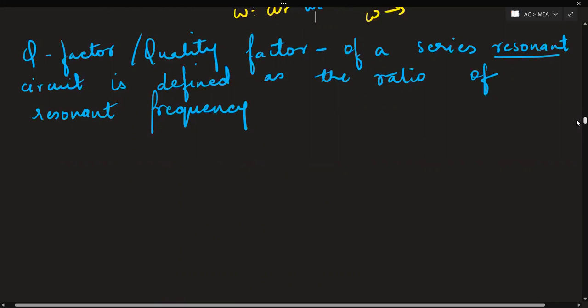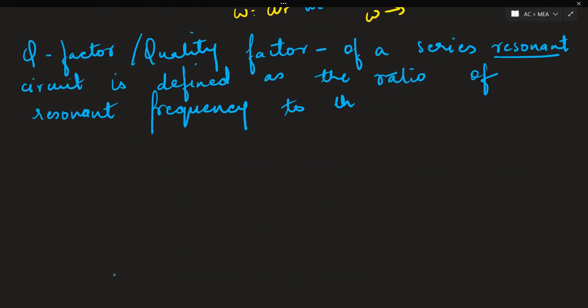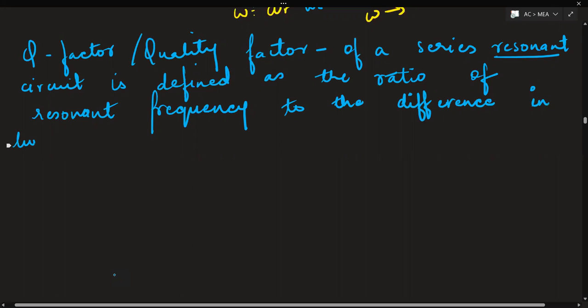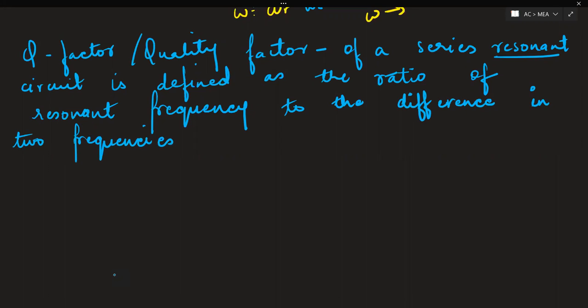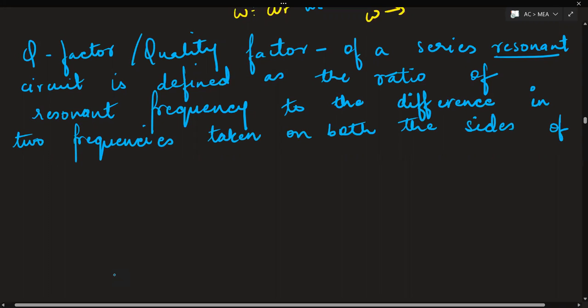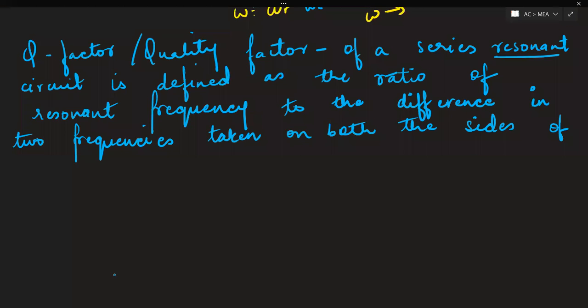So it's the ratio of the resonant frequency to the difference in two frequencies taken on both sides of the resonant frequency.